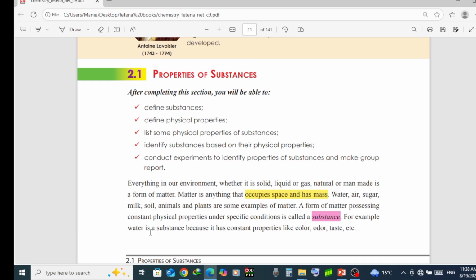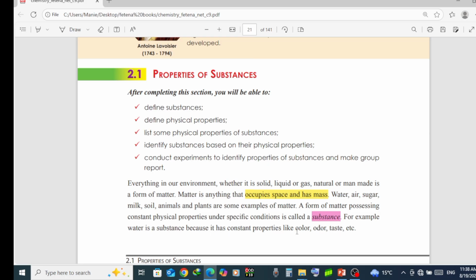For example, water is a substance. Why water is a substance? Because it has constant properties like color, odor, taste and etc. በዚህ ትርጉም ብያኔ መሰረት ውሃ ልዩ ቁስ ነው። ለምን ነው ልዩ ቁስ የሆነው? ምክንያቱም ውሃ በባህሪው ቋሚ የሆነ ቀለም አለው፣ ጣዕም አለው። ምን ማለት ነው?